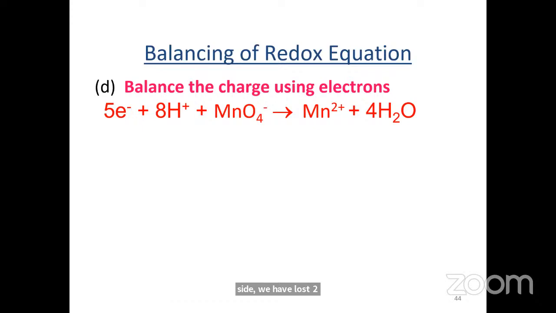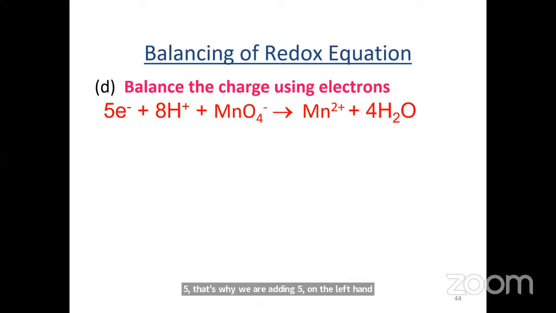So, on the left-hand side, we have a total of +7. 8 minus 1, 8H plus, -1, +7. And then on the right-hand side, we just have +2. So to balance it, we use electrons. So 8 minus 1, 7 on the left-hand side, and then 2 on the right-hand side. 7 minus 2, 5. That is why we are adding 5 electrons on the left-hand side.